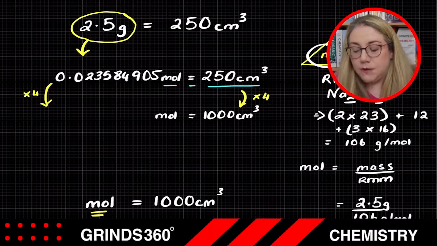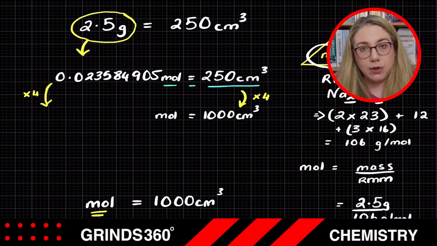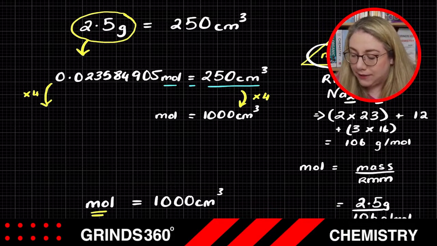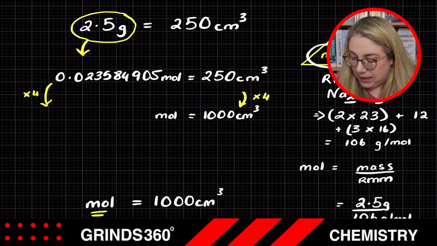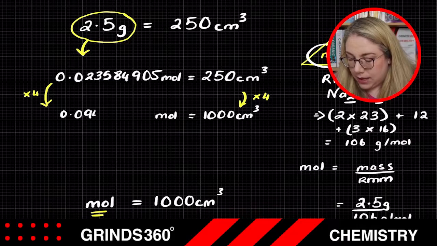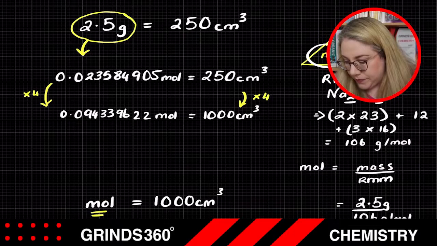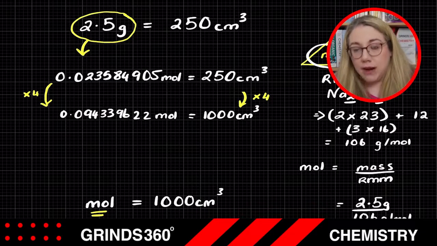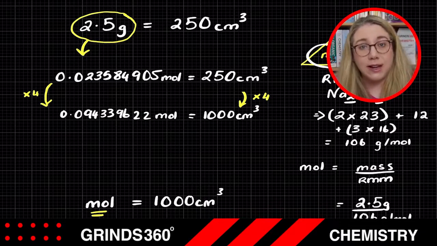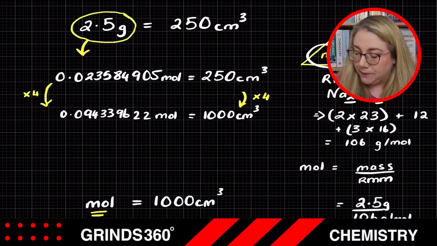To keep the ratio of solute to solution the same, whatever you do on the right-hand side, you also have to do on the left-hand side. So we take our number of moles and multiply by 4, and that's going to give me 0.094339622. And that's how many moles are in a litre. Now at this point, if that's the final part of the calculation, you can round that to 0.094, which would be fine, as moles per litre.